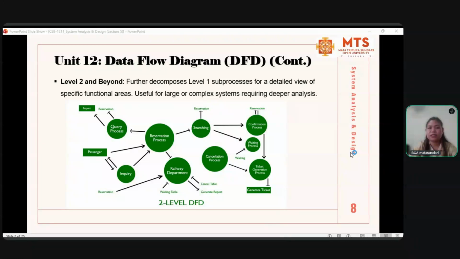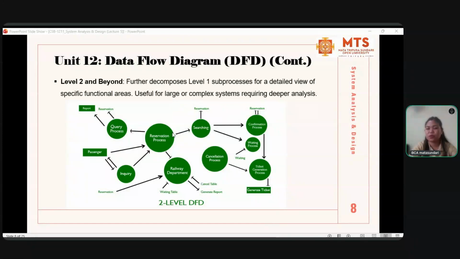So here in this diagram, the same reservation process, you see here is the passenger and here is the admin. You see here the reservation process. After query access, what happened? Reservation report and inquiry. This is still there as before. Railway department: reservation, waiting table, cancel table, generate report. All this will come in the railway department, and the reservation process will go.